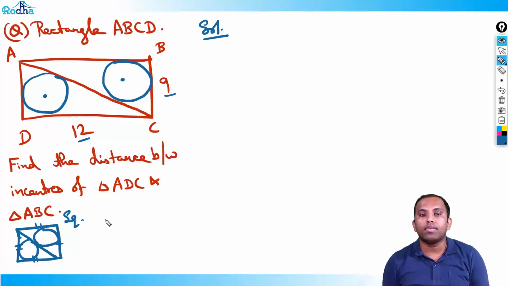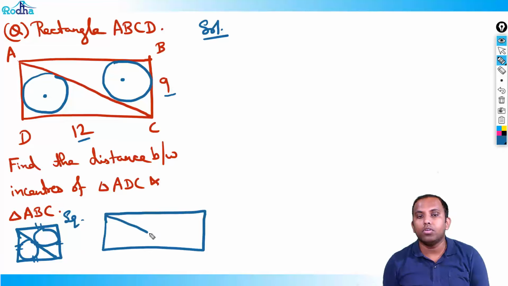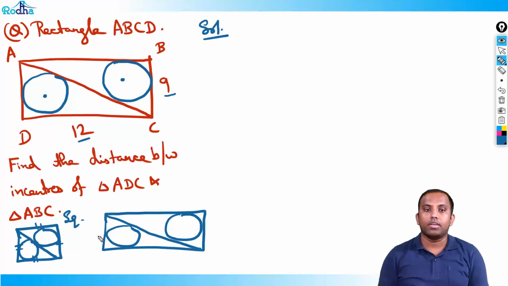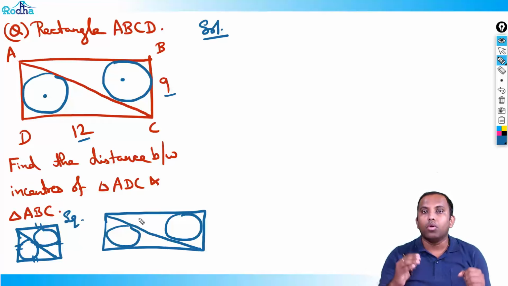But as soon as I move from square to rectangle, what will happen? These circles will start getting apart from each other. Logically, if you make a diagram like this, because for an incircle you need to touch the sides at 3 points, these circles will keep on going apart the more the difference between length and breadth of the rectangle. That's the funda here. So they will not touch each other, because it's a rectangle.